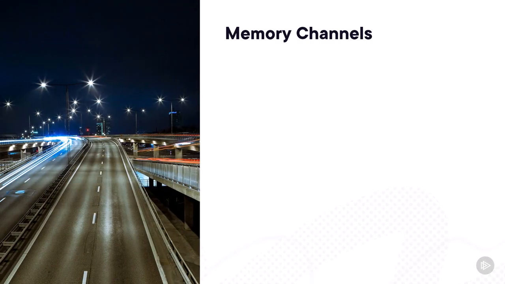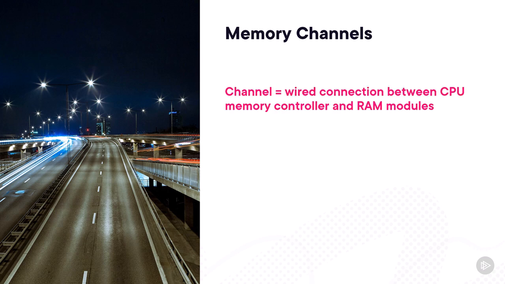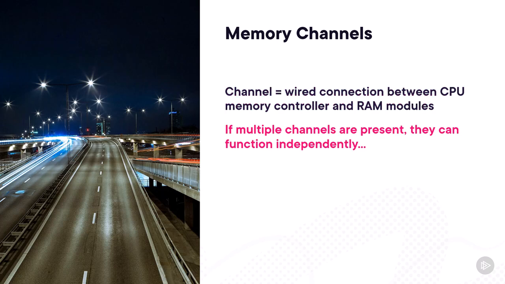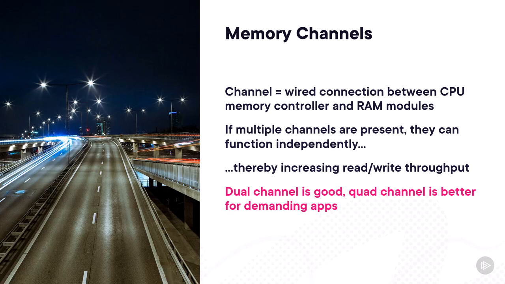Now, another concept we need to know about is memory channels. A channel is a wired connection running between the part of the CPU that controls memory and the RAM module itself. The advantage of having more than one channel is that channels can act independently of each other, which means we can move more data around in the same amount of time. Dual-channel memory can make a noticeable difference, and quad-channel memory, while much less common, can improve performance even more.